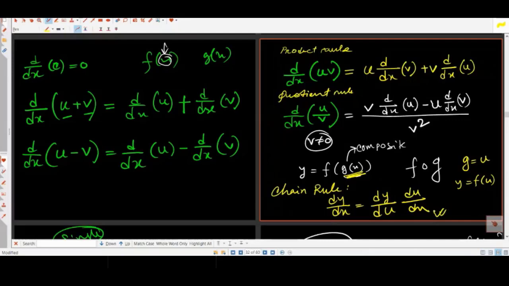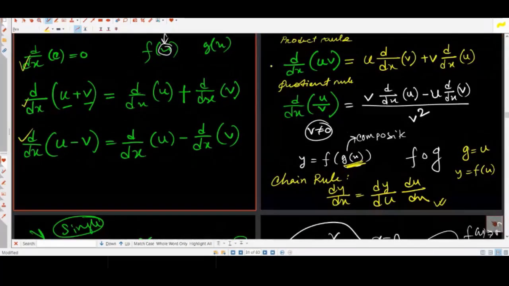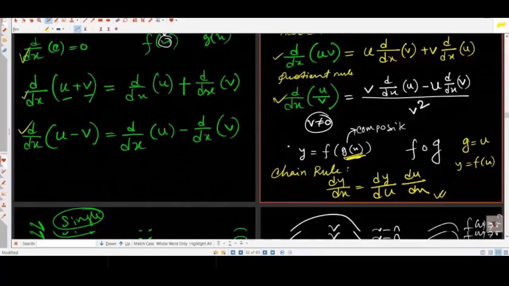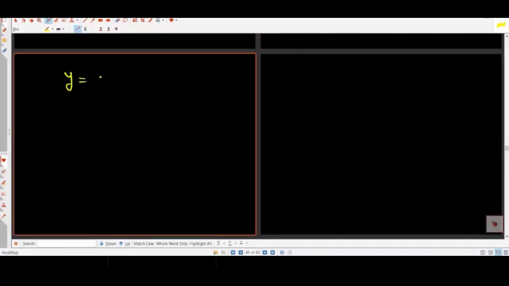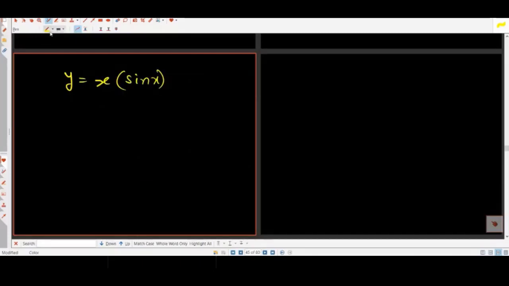But whenever we solve some problems where the chain rule is applicable, I will try to solve directly so that you can find the derivative quickly. So up to now, with whatever concepts we have, let's try to solve some problems. Let's say we have y equals x times sine x. So how can we find the derivative dy/dx? This is our target.